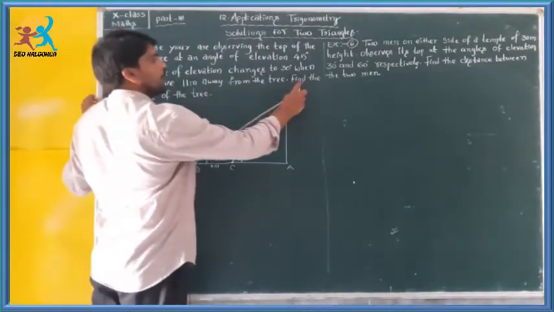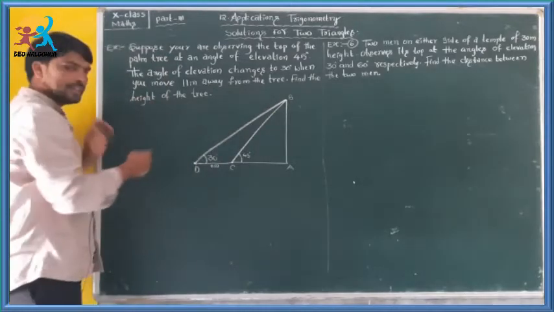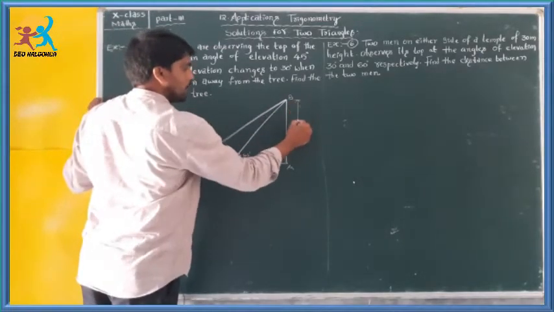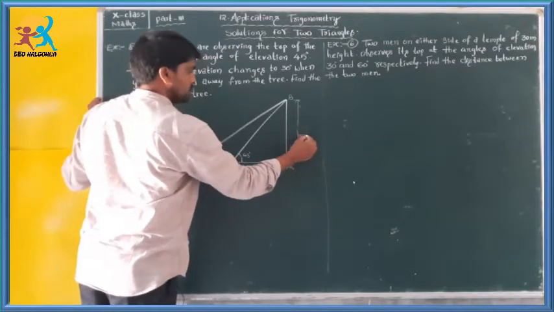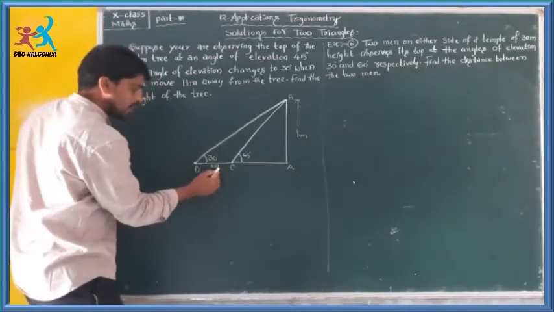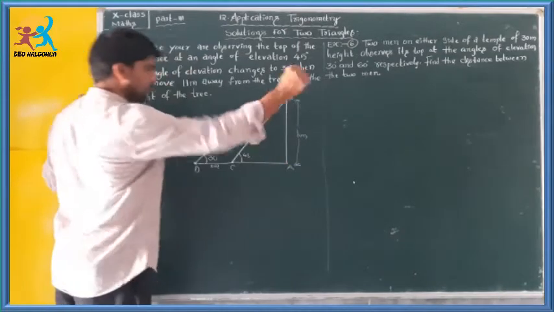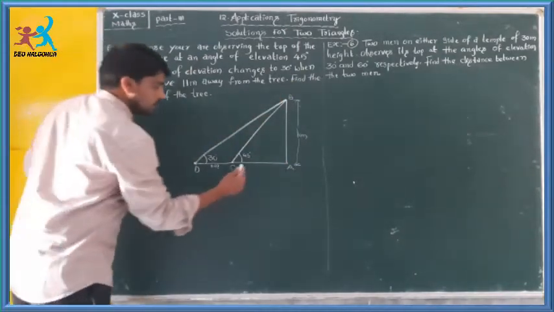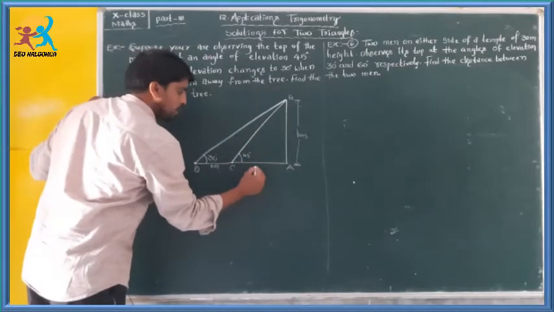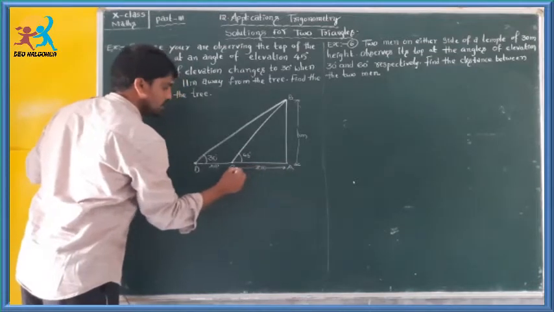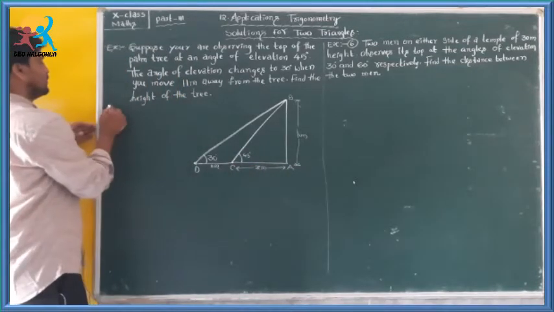Then what we have to find? Find the height of the tree. Let us denote the height of the palm tree by h meters, as the distance is given in meters, so height must be in terms of meters. And let the distance of A to C be x meters.